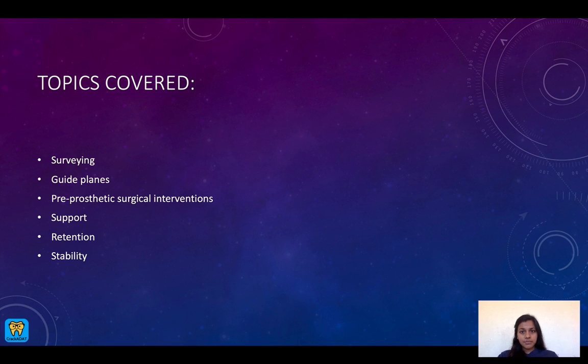support, retention, and stability. These three are the main and the most important topics in denture or prosthesis or RPD, and we need to understand what part of the RPD gives them support, retention, and stability.